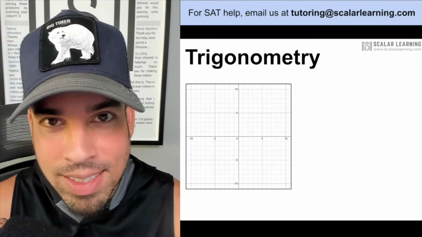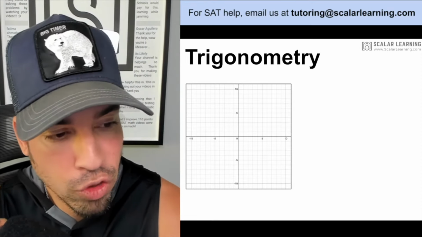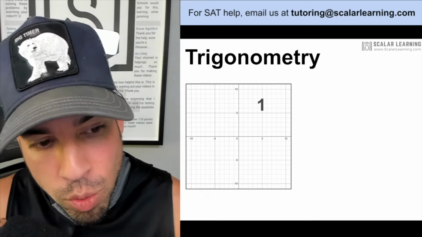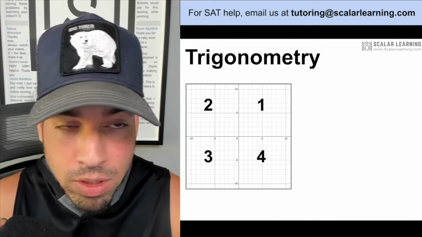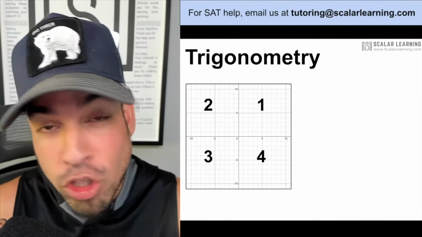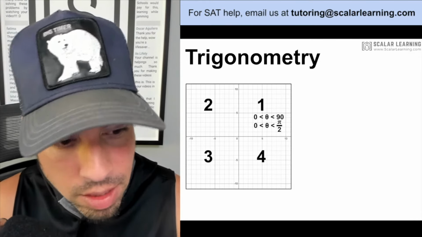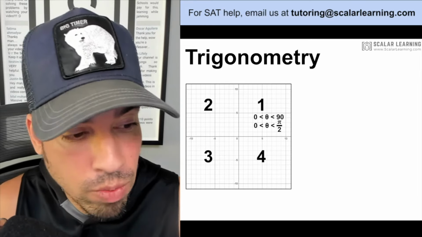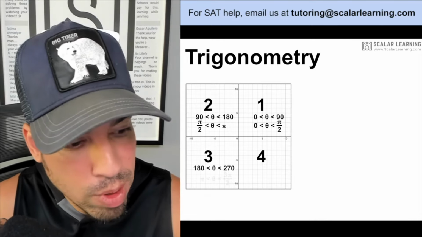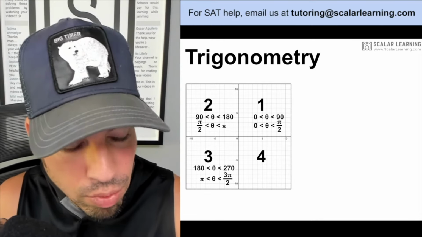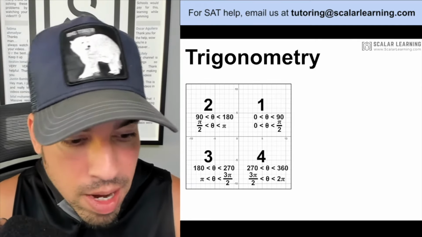Now I want to talk about the sign, aka positive or negative, of all the trigonometric functions, depending on what quadrant an angle appears. So we have quadrant 1, 2, 3, and 4. And the sine, cosine, and tangent values will have different signs depending on which quadrant we're in. Just to give you an idea, and this kind of goes back to the unit circle, quadrant 1 are all the theta values between 0 and 90, or 0 and pi halves, depending if you're in degrees or radians. 2 would be 90 to 180 and pi halves to pi. 3 would be 180 to 270 or pi to 3 pi halves. And 4 is 270 to 360 or 3 pi halves to 2 pi.